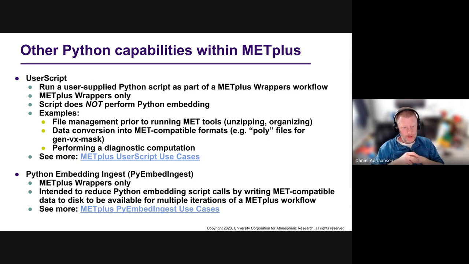And then the other capability I just wanted to note is called Python embedding ingest or PyEmbed ingest. Again, this is detailed in the METplus wrappers user guide. And the intent here is to reduce the Python embedding script calls by writing MET compatible data files to disk to be available for multiple iterations of a METplus workflow. So I'll point out that this is only applicable to gridded data right now. It does not apply to point data. I meant to put a bullet here, but just wanted to point that out.